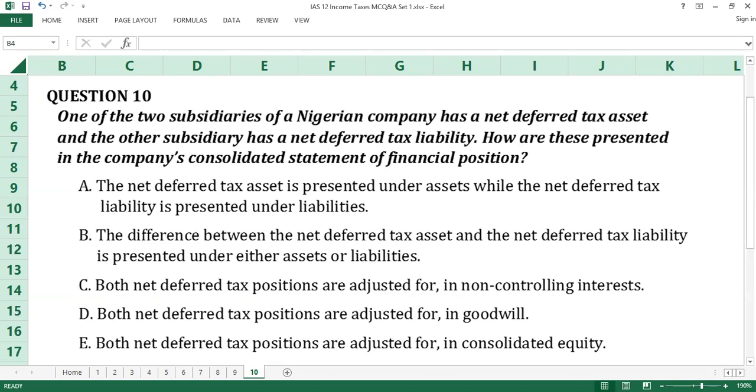Time up. The answer to question number 10 is A. The net deferred tax asset is presented under assets while the net deferred tax liability is presented under liabilities. In Nigeria, there is no group tax filing. Therefore, the net deferred tax positions of the two subsidiaries are separately presented without consolidation or group netting to reflect the position of each subsidiary under Nigerian tax framework. A is the answer to question number 10.